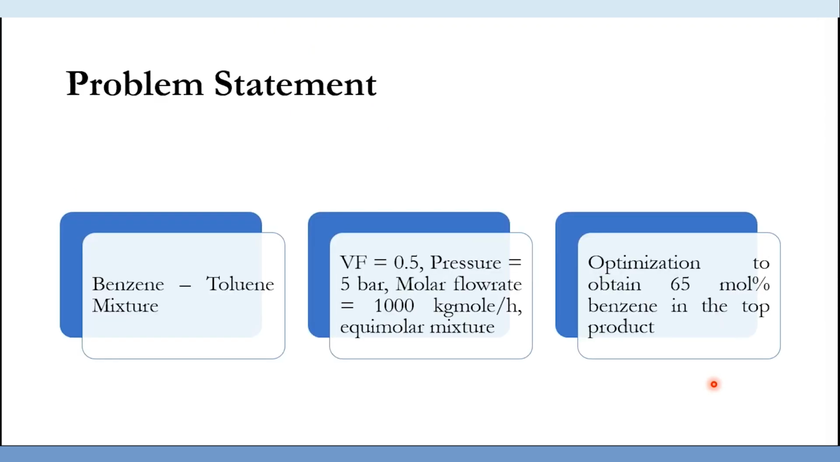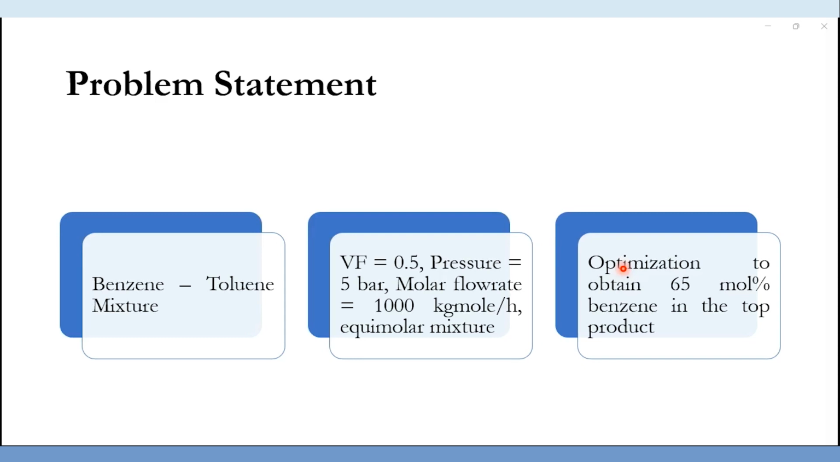video. So in today's lecture, our focus is to do the optimization, and for this we have selected the benzene toluene mixture, which needs to be separated using a flash separator. The vapor fraction of the mixture is 0.5. The pressure is 5 bar, molar flow rate of 1000 kg mole per hour, and it is an equimolar mixture, meaning the mole fractions of benzene and toluene are the same in the process. The objective is to do the optimization to obtain 65 mole percent benzene in the top product, and we will be using the optimization tool to proceed with that case in Aspen Plus. So we will go now to Aspen Plus and simulate this process and see.